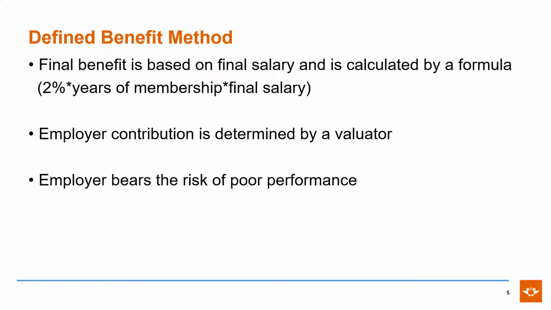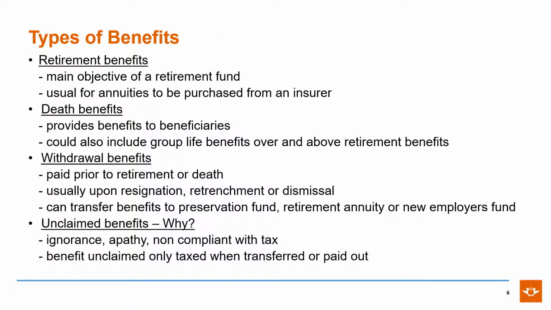With a defined benefit method, the final benefit upon retirement is based on the final salary of the employee and is calculated by a formula, usually a percentage times the number of years of membership times the employee's final salary. And the employer contribution is determined by an evaluator, and in this case the employer bears the risk of poor performance. Here we have a list of the types of benefits.